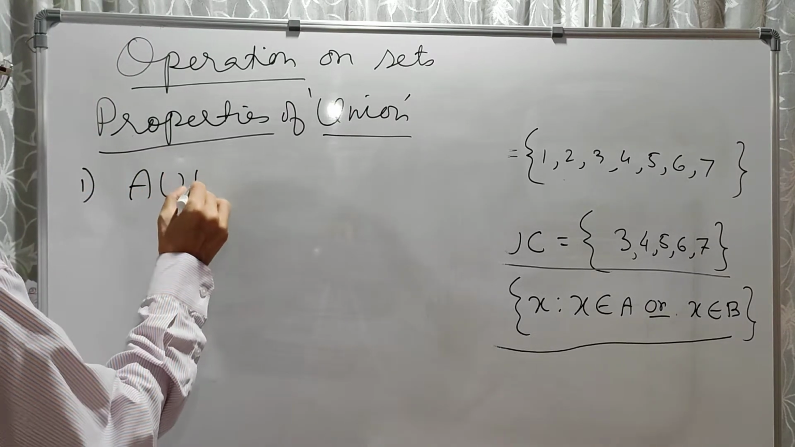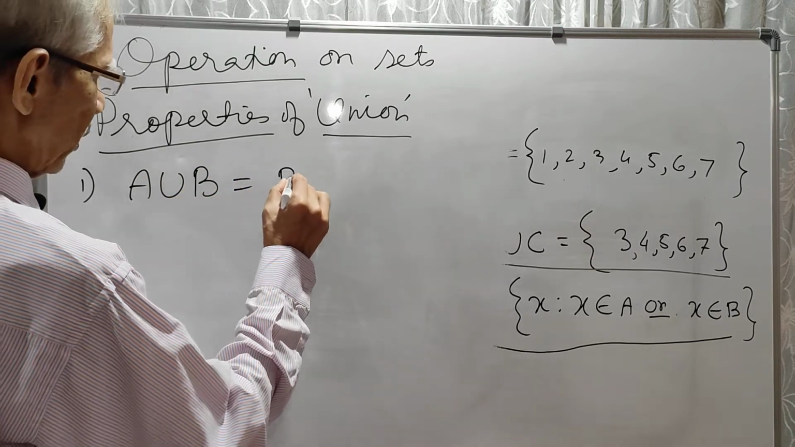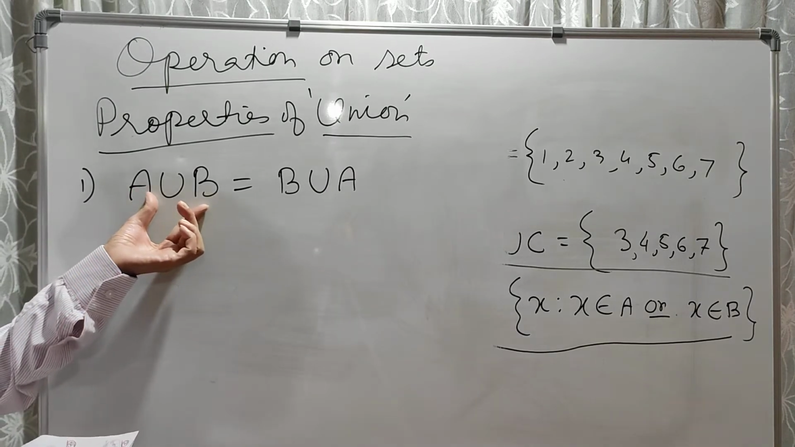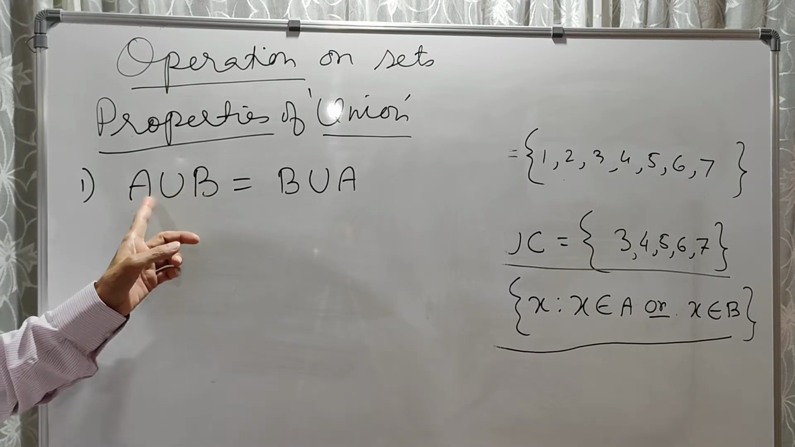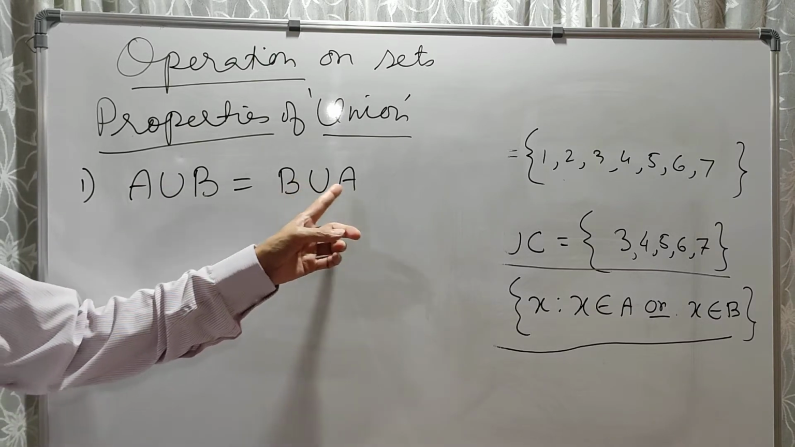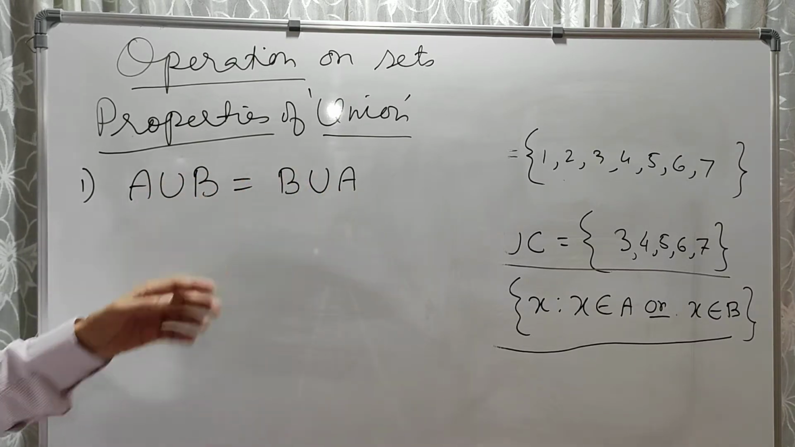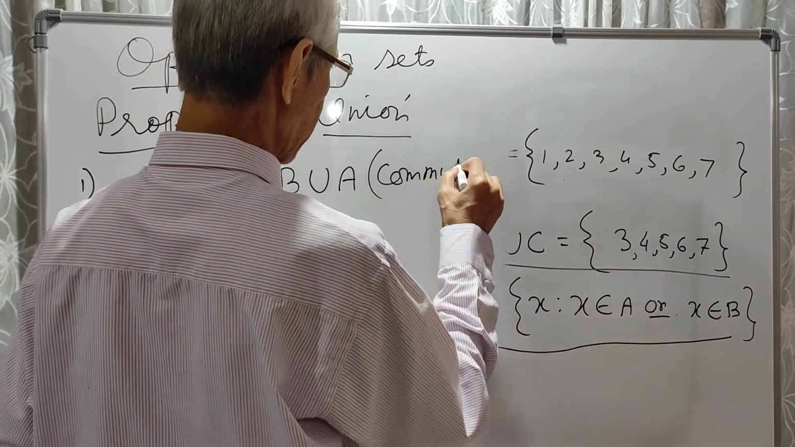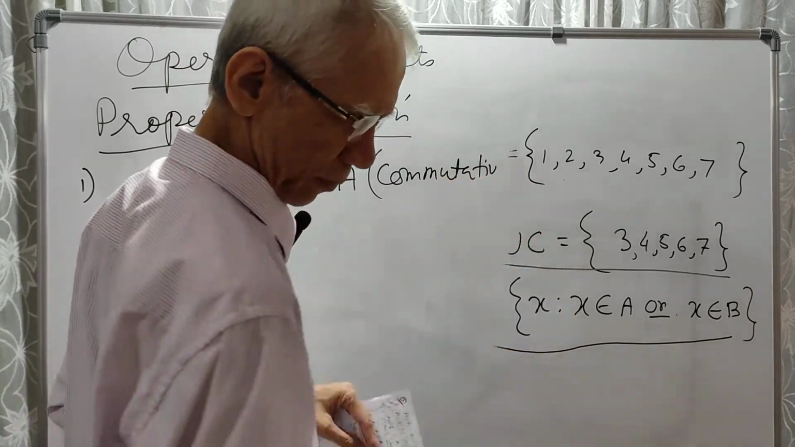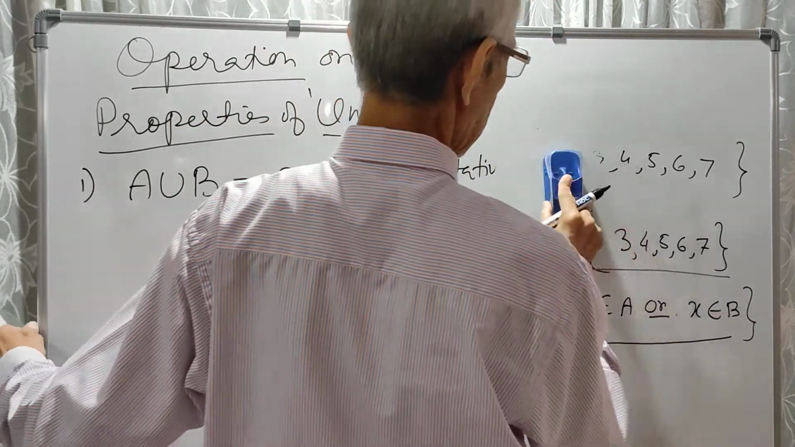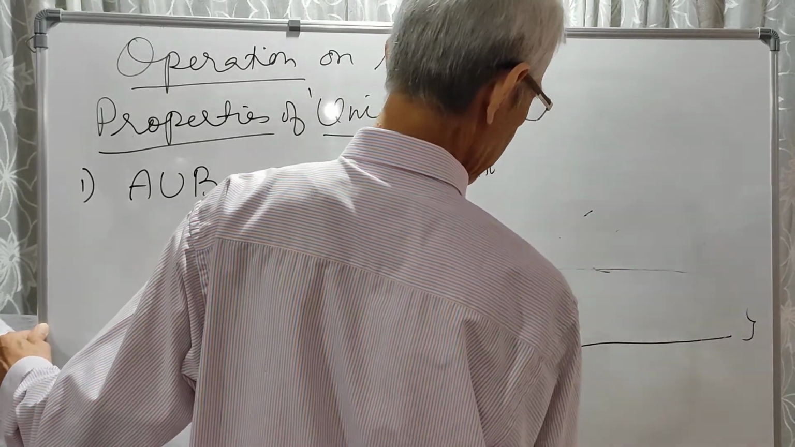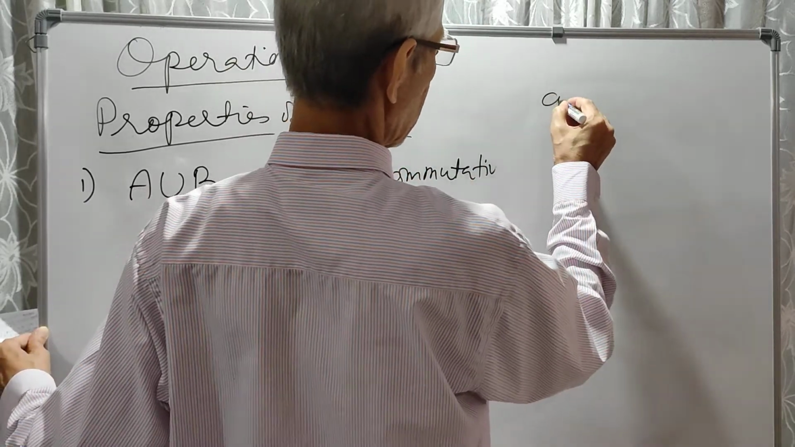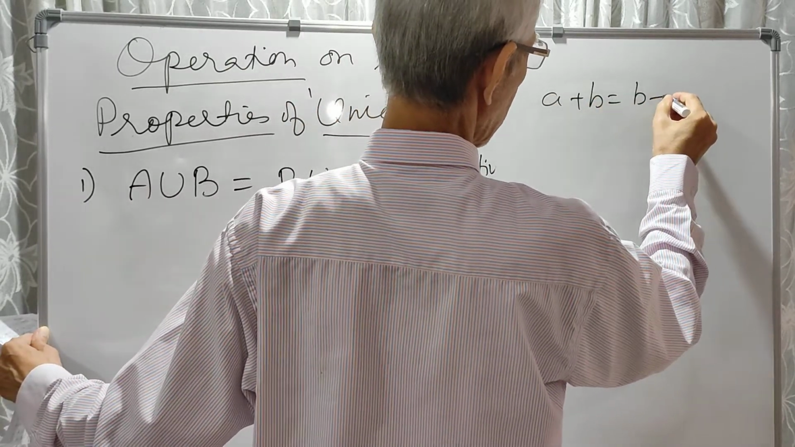Now A union B and B union A, the same thing. A union B is a set containing the elements of A and B. B union A is a set containing the elements of B and A. So it means the same thing. So these two sets are equal. This is the commutative property. For example, a plus b equal to b plus a. You have learnt in maths, isn't it? A plus b equal to b plus a.